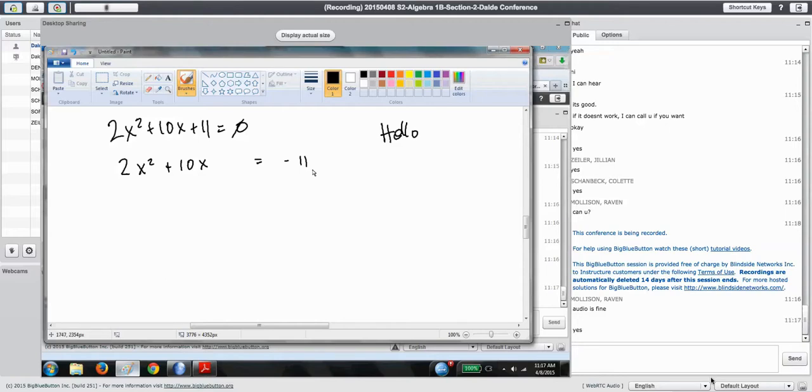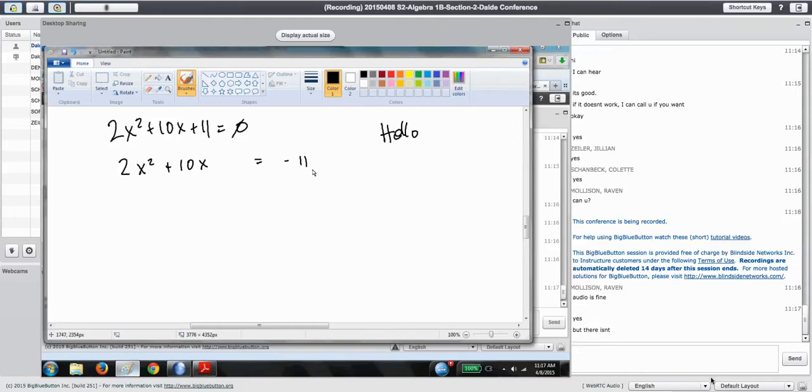Now, the second thing I would do is the complete the square trick only works if there is a 1 in front of the x squared term. Or there's no number in front of the x squared term, which is the same as having a 1 in front of the x squared term. But there isn't. Yes, exactly, Raven. The problem is there isn't. So, how do we do this problem?